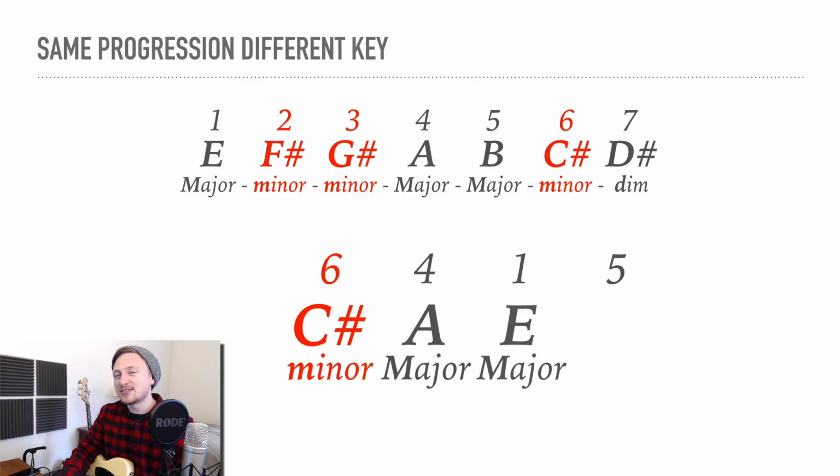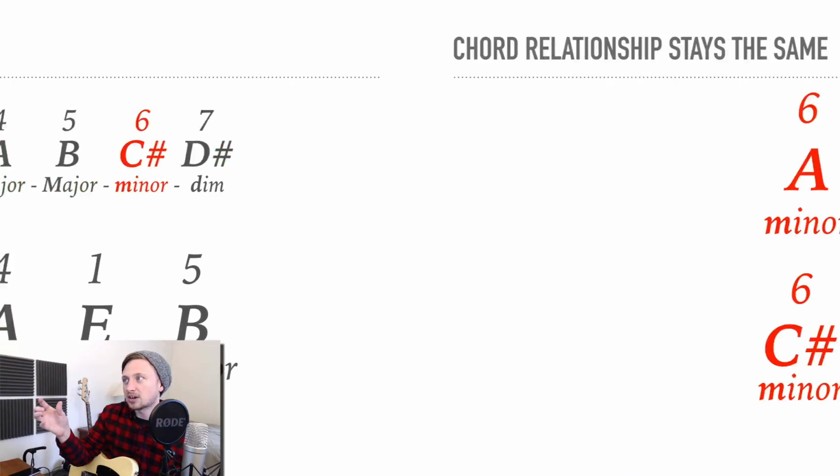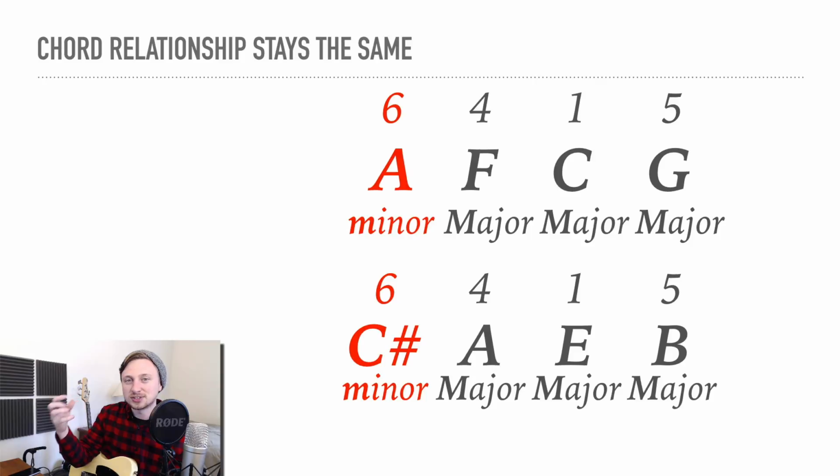Our 5 is going to be a B, and 5 is always major. So if I ask you to play a 6, 4, 1, 5 chord progression in the key of E major, you would know to play a C sharp minor to an A, to an E, to a B. Okay? And so let's compare these two songs that I asked you to play.